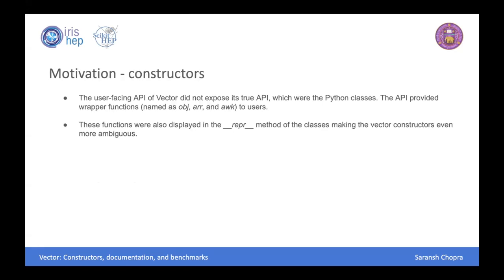So the motivation for constructors was that the user-facing API of Vector was not exposing its true API, which are the Python classes. Rather, Vector provided wrapper functions named obj, arr, and awk, which we discussed in the examples before, to users. And the wrapper methods of these classes also displayed these same wrapper functions, which made the constructors even more confusing or ambiguous to Vector users.